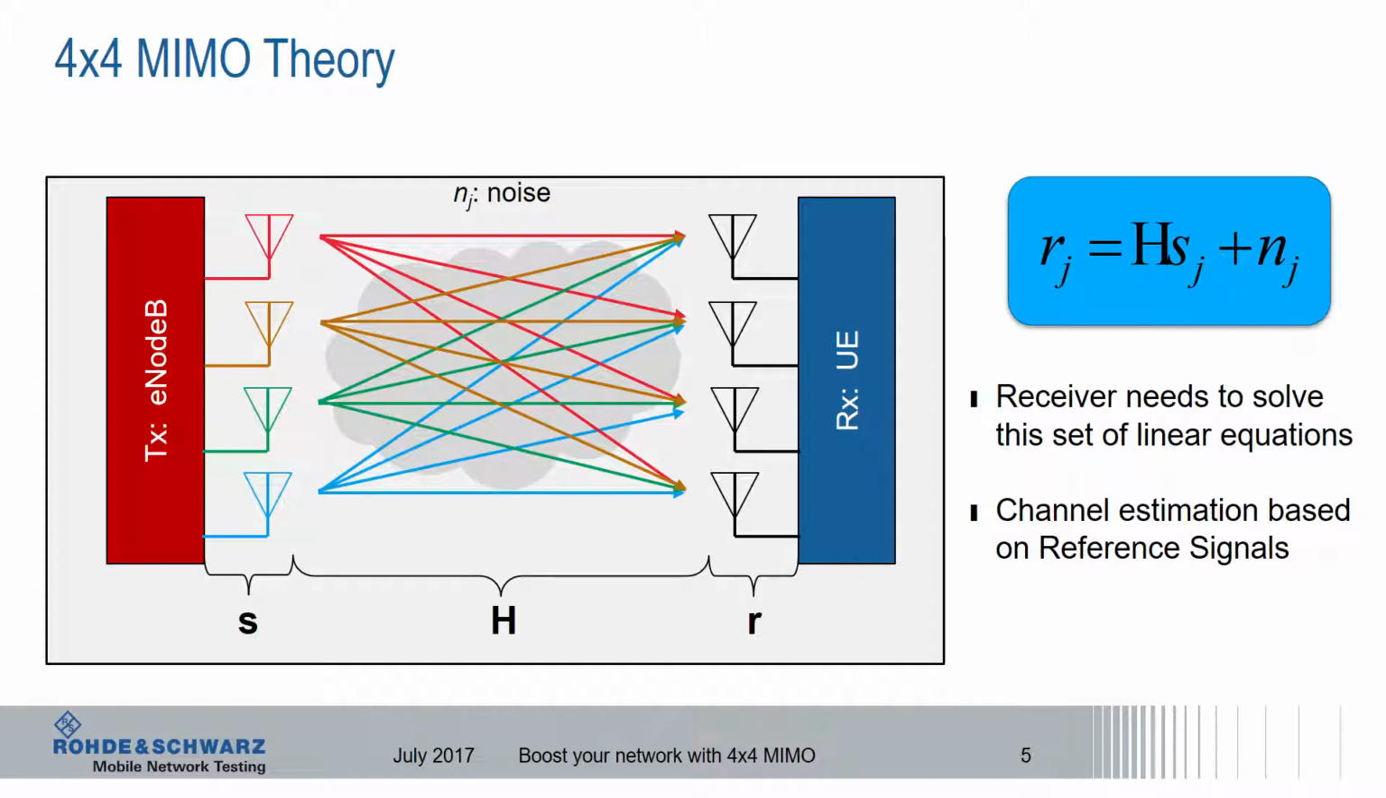And the task of the receiver is now to calculate the send signal. Therefore, the receiver needs to solve this set of 4 linear equations to express it in mathematical terms here. So where does the receiver get the channel information from to solve these equations? The answer is channel estimation. And the channel estimation is based on the reference signal of 4 base station antennas. All 4 transmit antennas have their own reference signals in the LTE frame structure.